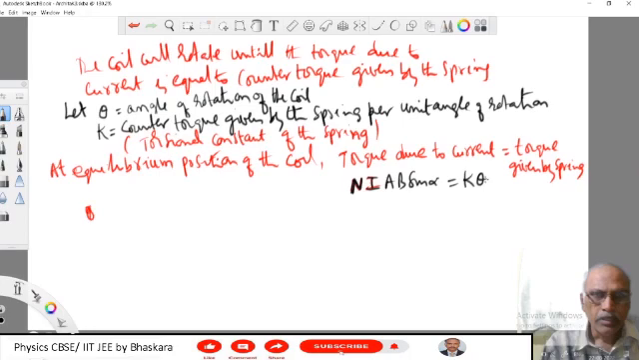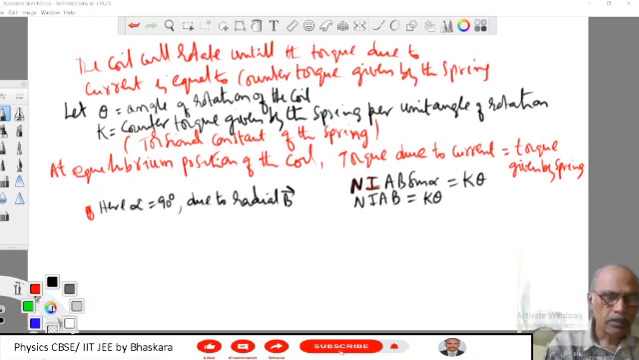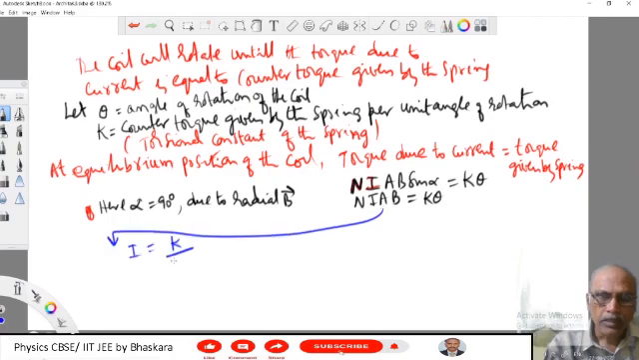Therefore, if alpha is 90 degrees, sin alpha is 1. Therefore, NIAB is equal to k theta. From this you will get I is equal to k by NAB into theta, where theta is the angle of deflection of the coil.